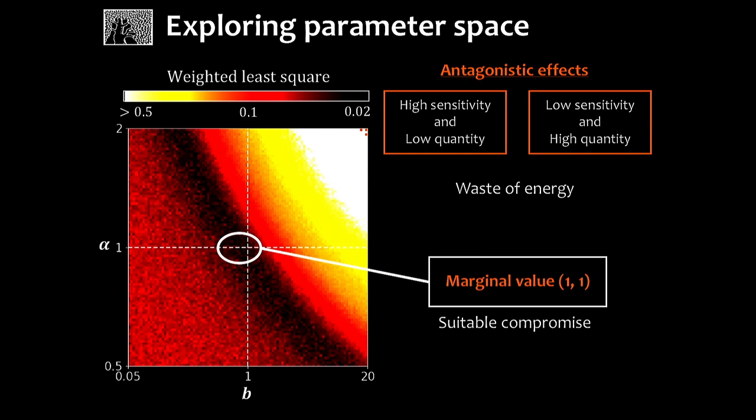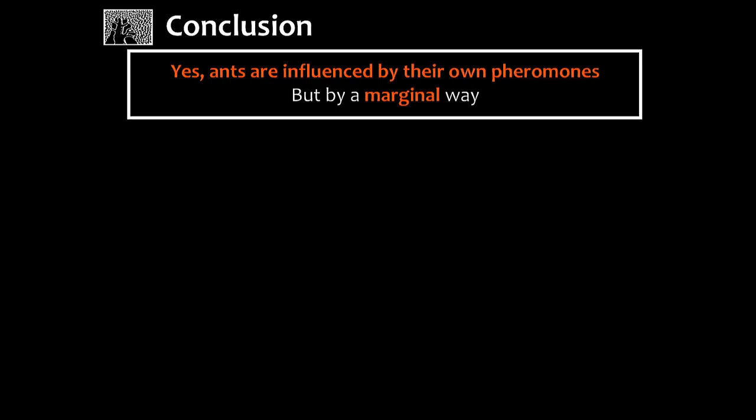And of course, the marginal value 1-1 is inside this region. I think this marginal value is a sweet compromise between the two effects, and so those are my arguments to take alpha and b close to 1-1. So to conclude, the answer is yes, ants are influenced by their own pheromone, but in a marginal way.